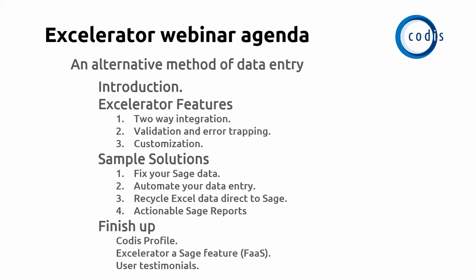This recording is to cover the three main features of Excelerator for Sage 200. They are two-way integration, validation and error trapping, and customization.